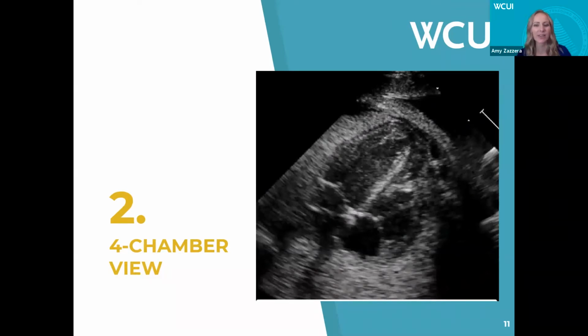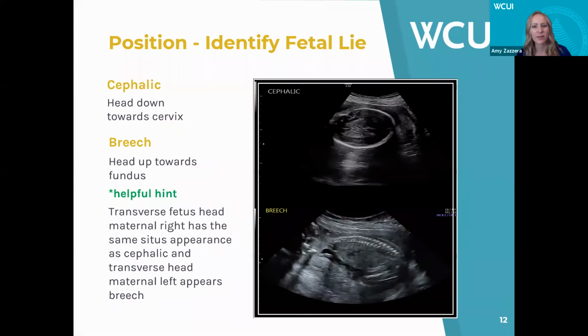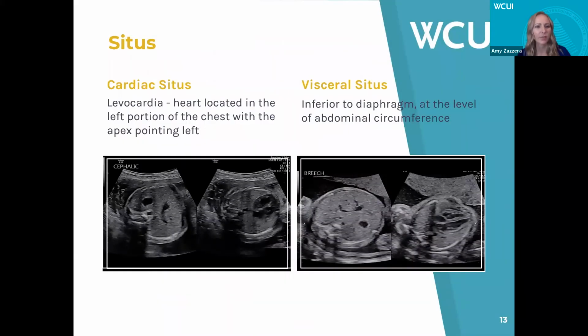So before we actually get into that 4-chamber view, there are a few things we have to identify first. So let's identify the fetal position. So how is this kiddo laying? Is baby cephalic, breech, transverse? So once we identify position of baby, then we can look at situs. We're gonna look at cardiac situs, and then we'll look at visceral situs.